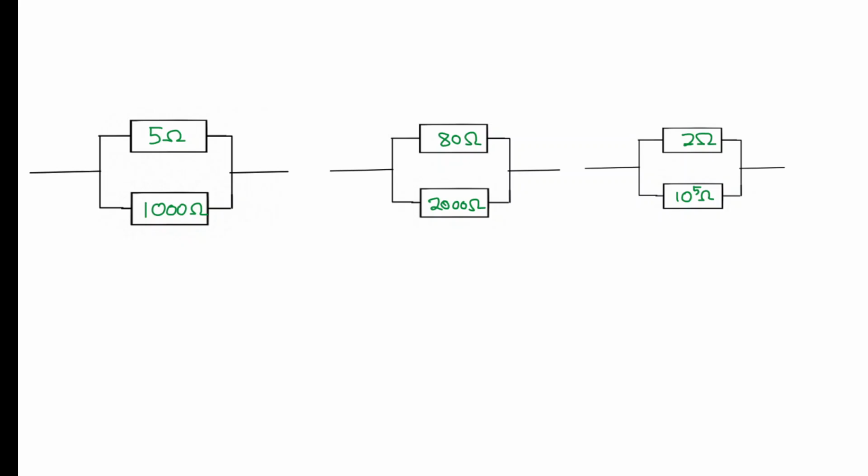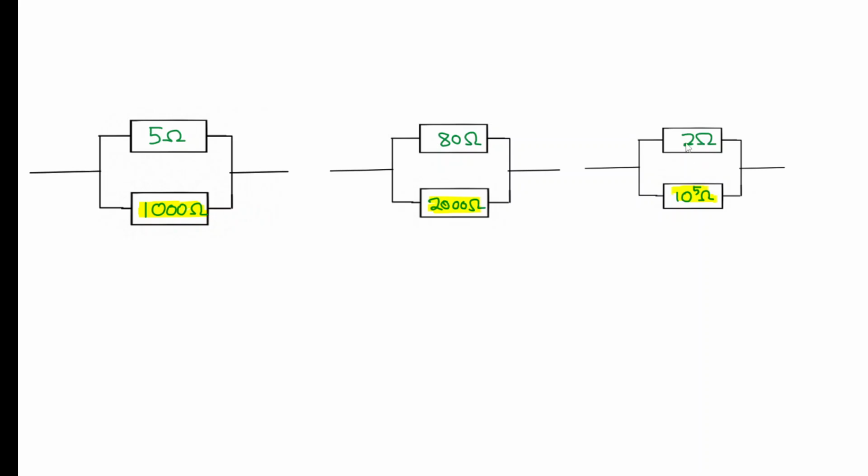Today we are going to discuss another really important feature of electricity in electric circuits. Especially when you have two resistors connected in parallel and one of them is significantly larger than the other. Now if you look at these examples, you can see that 5 and 1000, so that is significantly larger than 5. 80 and 2000, 2000 is significantly larger. 10 to the power of 5 is significantly larger compared to 2.